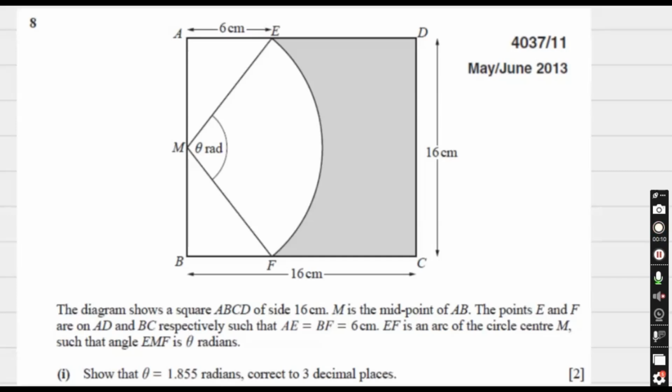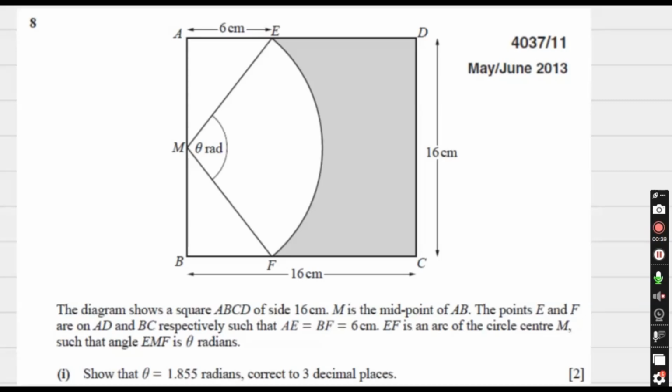Students, in the last lecture we did past papers of circular measure, and today we are going to do one more question from past papers. This question appeared in May-June 2013, question number 8. The question is: the diagram shows a square ABCD of side 16 centimeters. M is the midpoint of AB.